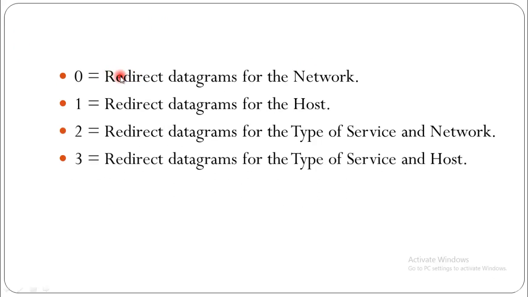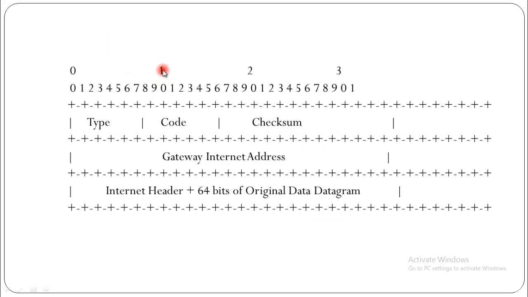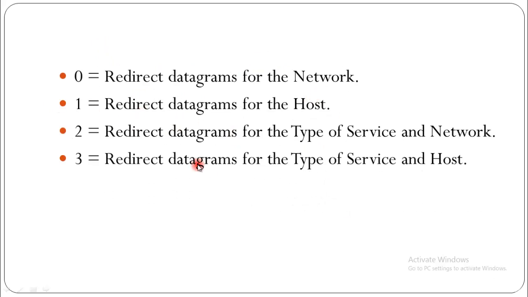And as you can see, 0 is the redirect datagram for the network, 1 is the redirect datagram for the host, 2 is the redirect datagram for type of service and network, and 3 is the redirect datagram for type of service and host.